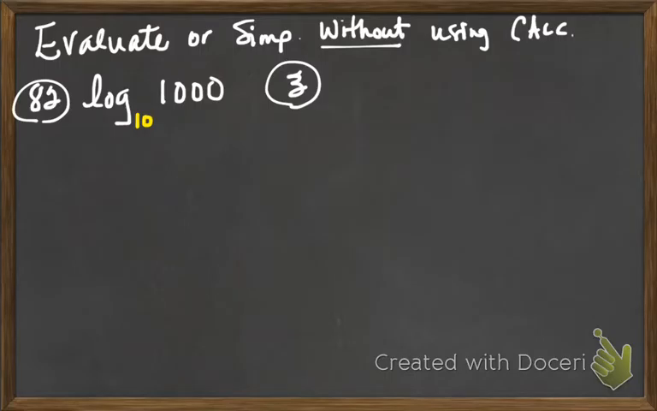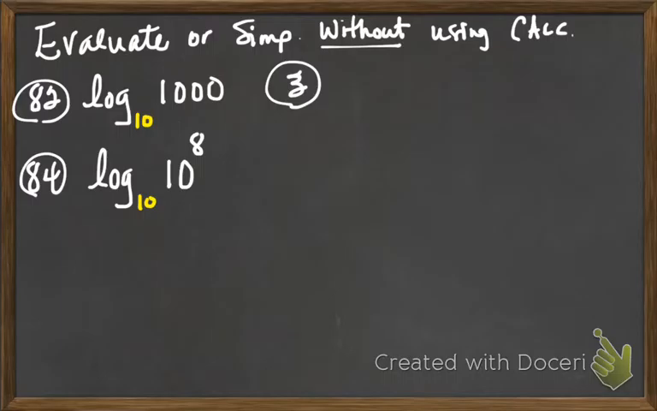So you won't have much work with these. They're asking you to do them without a calculator. 84 is asking you for log of 10 to the 8th. They don't write a base, so that's an understood base 10. So again, you're thinking about the understood base. You can write it if you want to, but it won't be there. So this one says 10 to what power is 10 to the 8th, and the answer without a calculator would be 8.